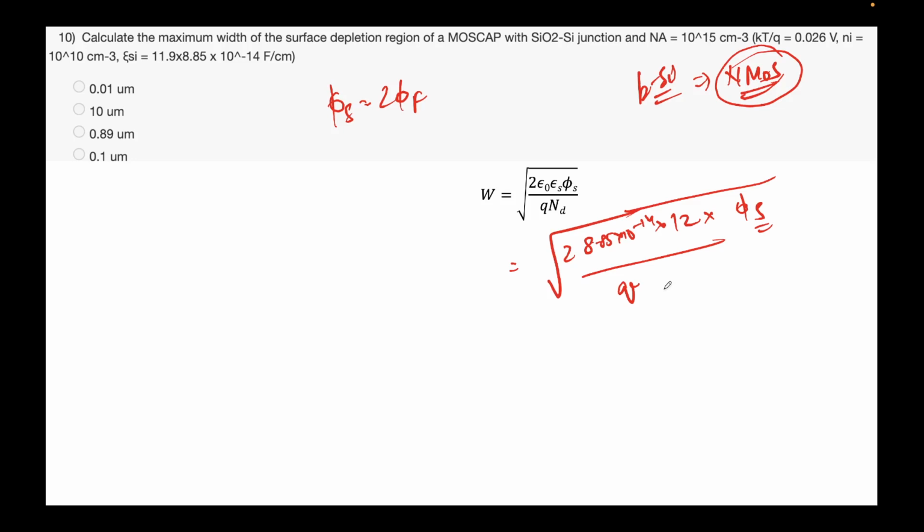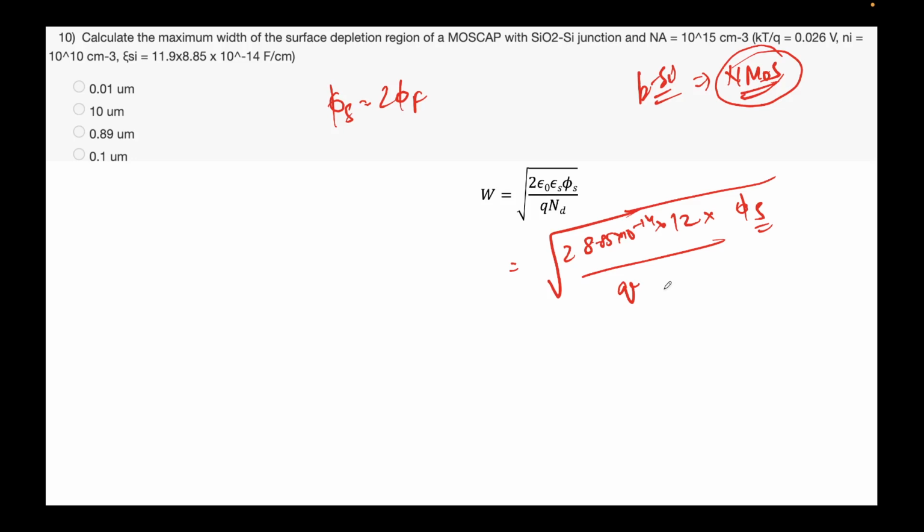So phi s is nothing but 2 phi f, and phi f, if you remember, was dependent on doping. So how do we identify that? We say that p equals N V exponent of (E V minus E F) over kT. It can also be written as n i times the exponential of (E i minus E F) over kT, and this is nothing but your phi f. So phi f you can calculate from here. It will be kT by q ln of the concentration of holes in bulk, which is Na over n i. Find this value of phi f. Phi s is 2 phi f. You put it here, and after some calculations, it will be around 0.8, 0.9 microns.